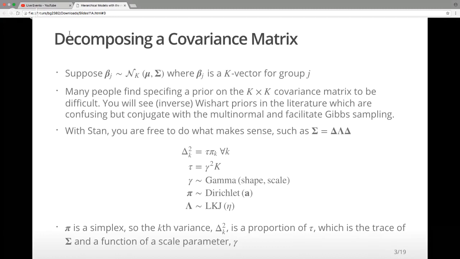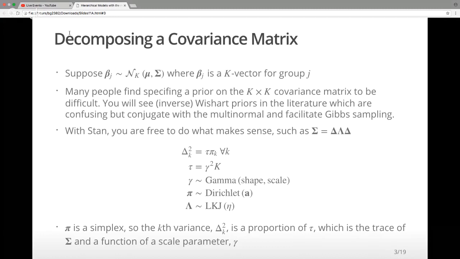Again, exponential distribution is pretty popular for parameters that are constrained to be positive because it is the maximum entropy distribution among distributions defined over the positive part of the real line, conditional on the expectation only. Okay, so we have a prior for gamma. Tau is equal to gamma squared times k, and we know what k is. So we've characterized our prior beliefs about tau via gamma. And delta sub k squared, which is the kth variance, is equal to tau times pi k.